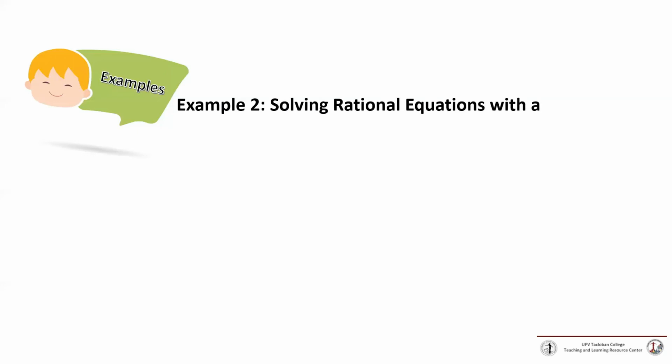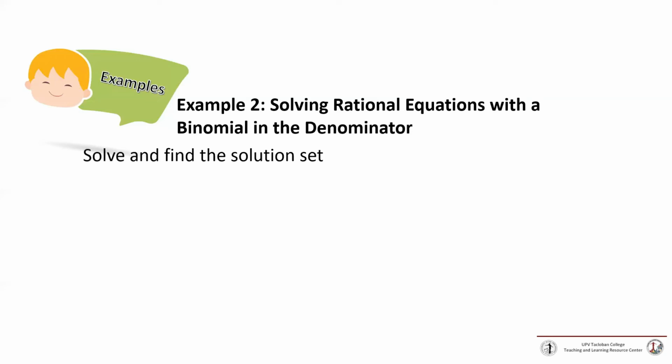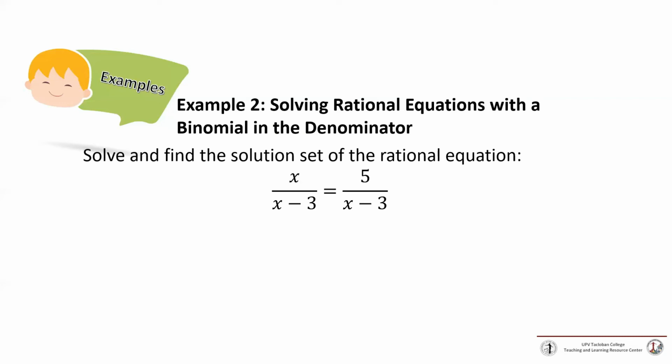Example 2, solving rational equations with a binomial in the denominator. Solve and find the solution set of the rational equation: x over x minus 3 is equal to 5 over x minus 3 minus 1 half.